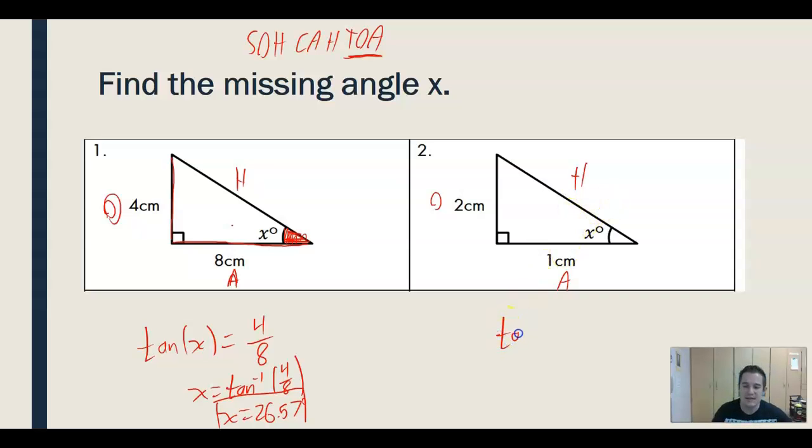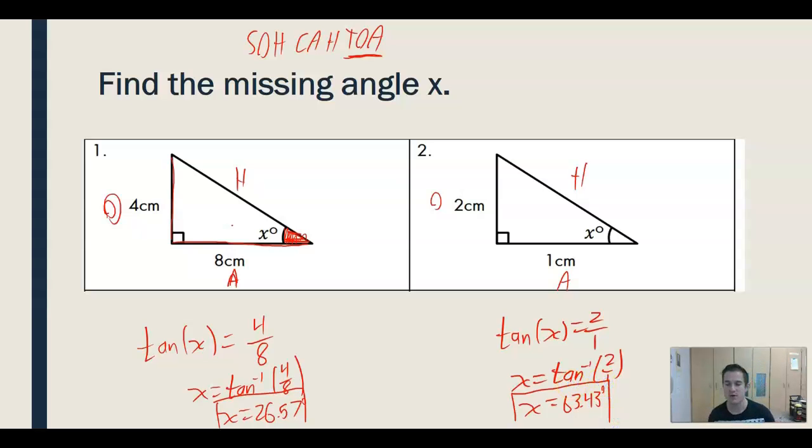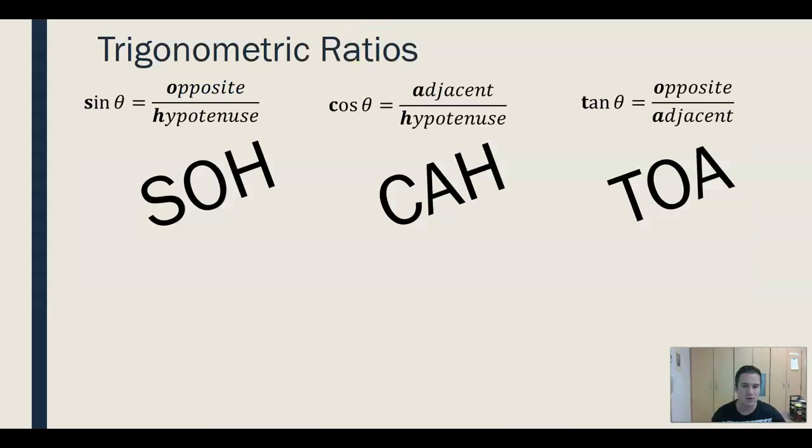Same on this one. I'm using tangent again. Tangent of x is equal to 2 over 1. So in order to find this angle, I have to take the inverse tangent of 2 over 1. The inverse tangent of 2 over 1, or just the inverse tangent of 2, is 63.43 degrees. So that angle right there is about 63.43 degrees. So that's the Pythagorean theorem. We talked about using sine, cosine, and tangent to find a missing side length. We just talked about using sine, cosine, and tangent to find a missing angle.